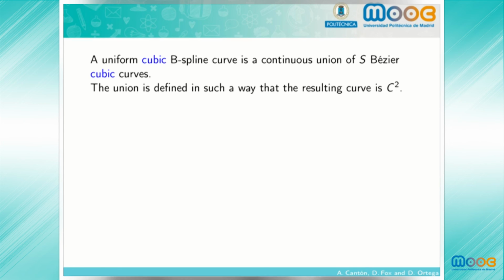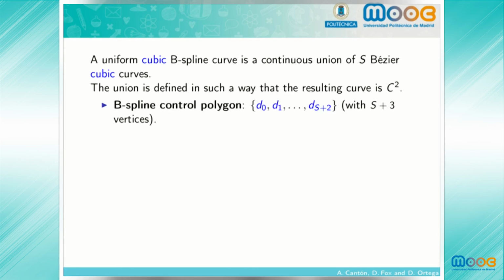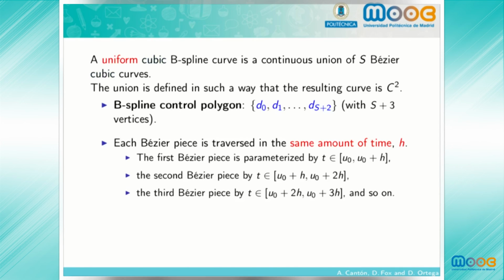A uniform cubic B-spline curve is a continuous union of S Bezier cubic curves. The union is defined in such a way that the resulting curve is C2. The B-spline control polygon has S plus 3 vertices, D0, D1, up to D(S+2). We call the B-spline uniform because each Bezier piece is traversed in the same amount of time h. That means that the first Bezier piece is parameterized by t between u0 and u0 plus h, the second Bezier piece by t between u0 plus h and u0 plus 2h, and so on. The full B-spline curve is parameterized by t between u0 and u0 plus S times h.